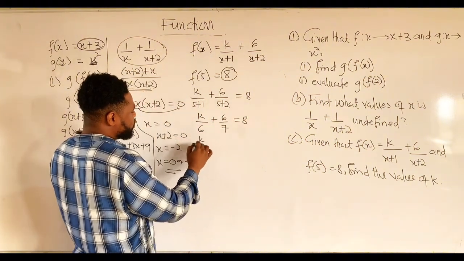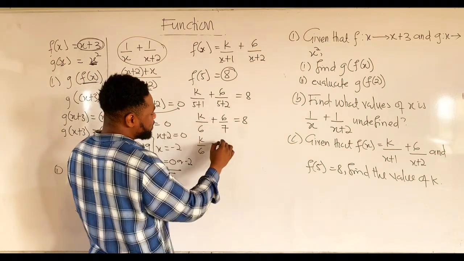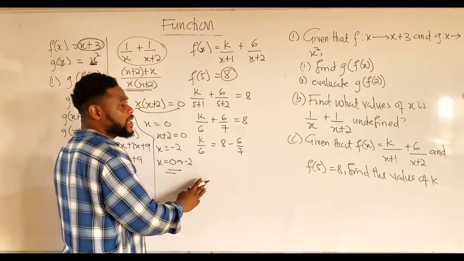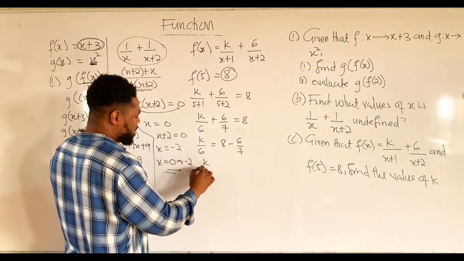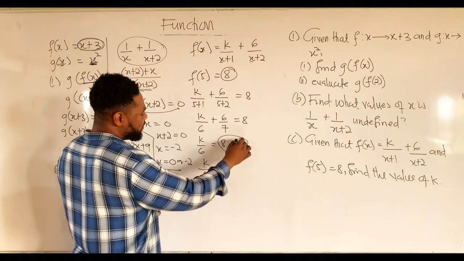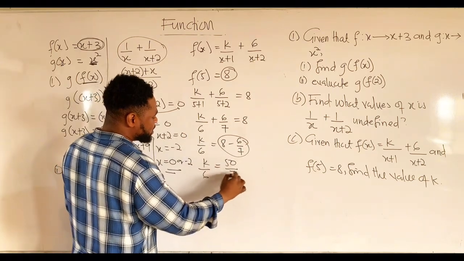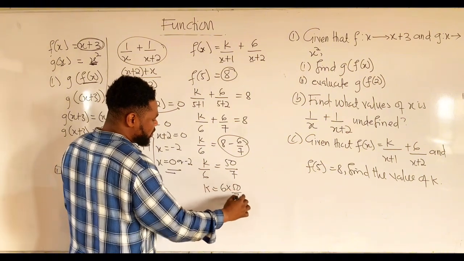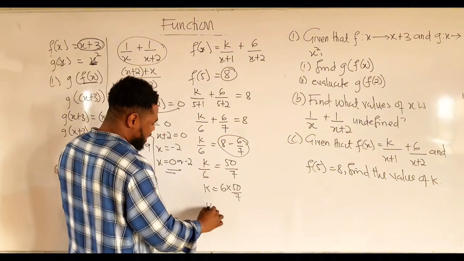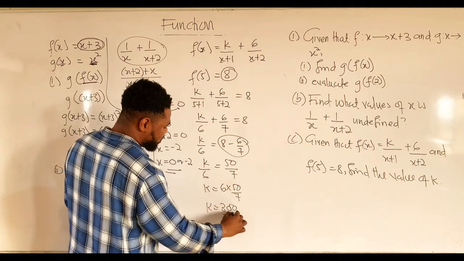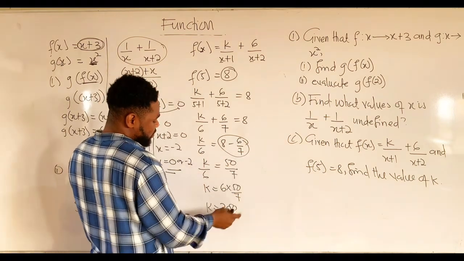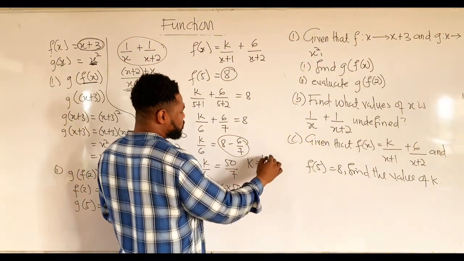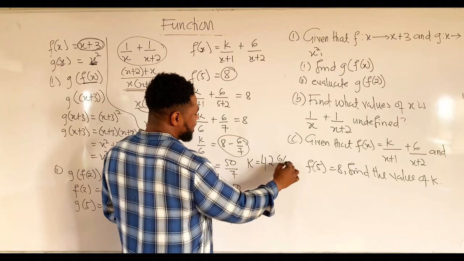Here we send our 6 over 7 to the right hand side, and it will be minus, as we can see here. So k over 6, when we simplify this, is 50 over 7. So our k will be equal to 6 multiplying 50 over 7. Therefore, our k will be equal to 300 over 7. And finally, we can leave it as a mixed fraction: k equal to 42 and 6 over 7.